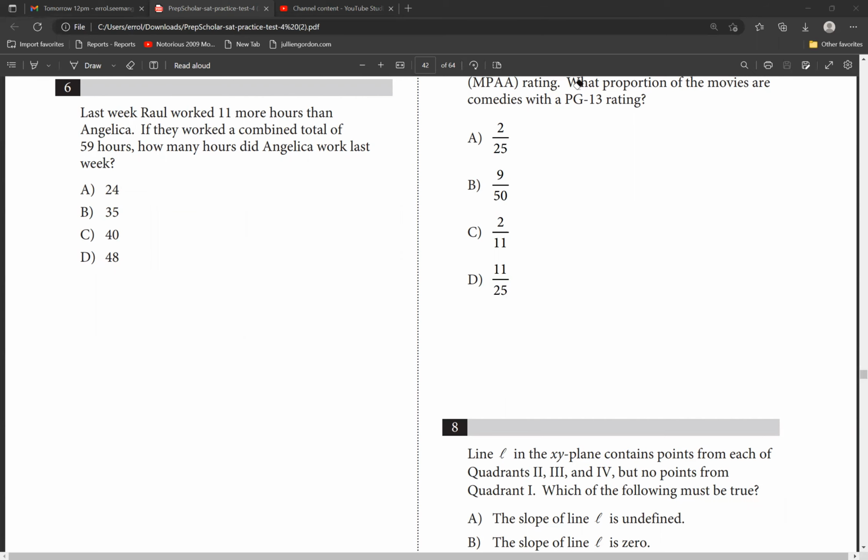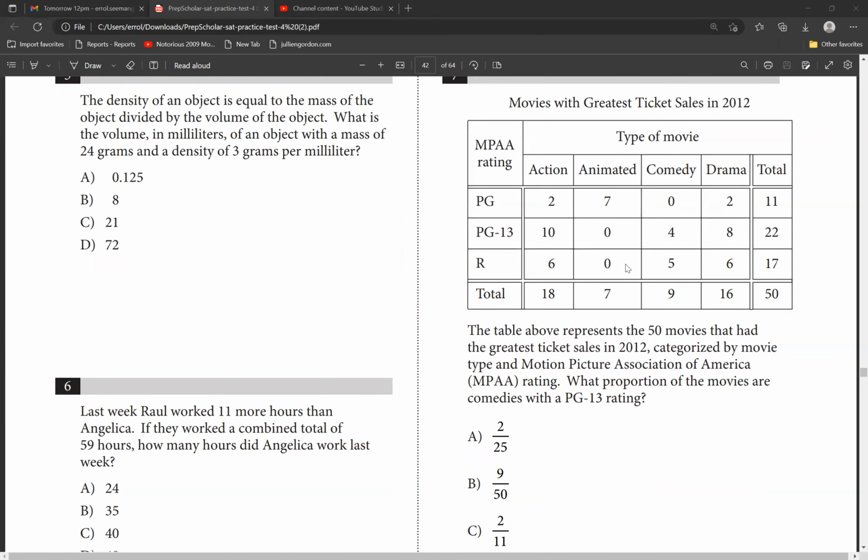Okay, 7. All right, so they gave us the chart. The table above represents the 50 movies that had the greatest ticket sales in 2012, categorized by movie type and Motion Picture Association of America rating. What proportion of movies are comedies with a PG-13 rating? All right, how do we do that one? What proportion of movies are comedies? So there's your comedies with a PG-13 rating. And here's your PG-13s.